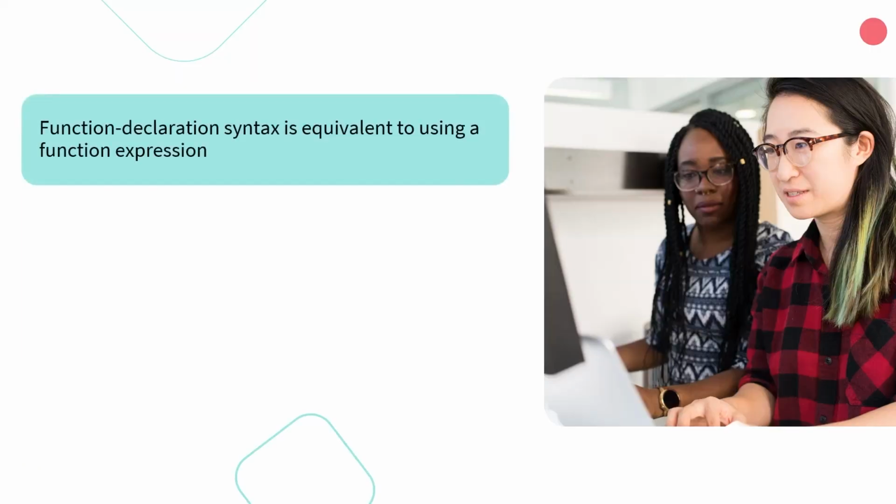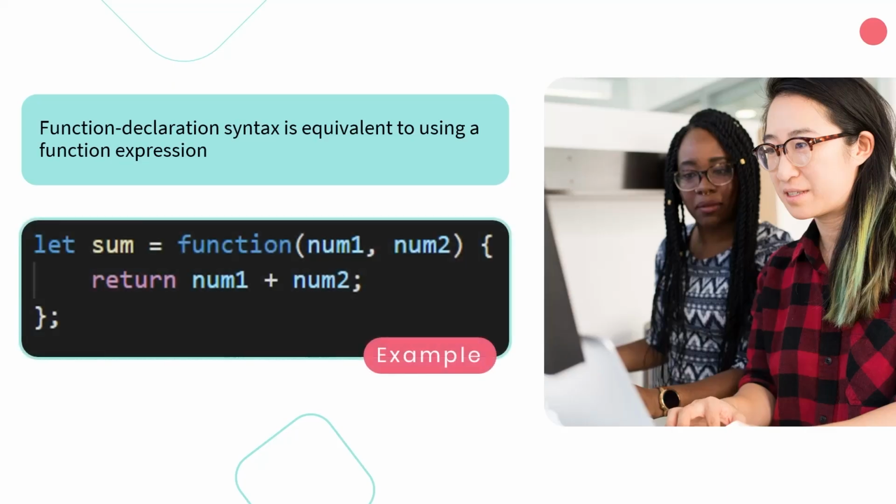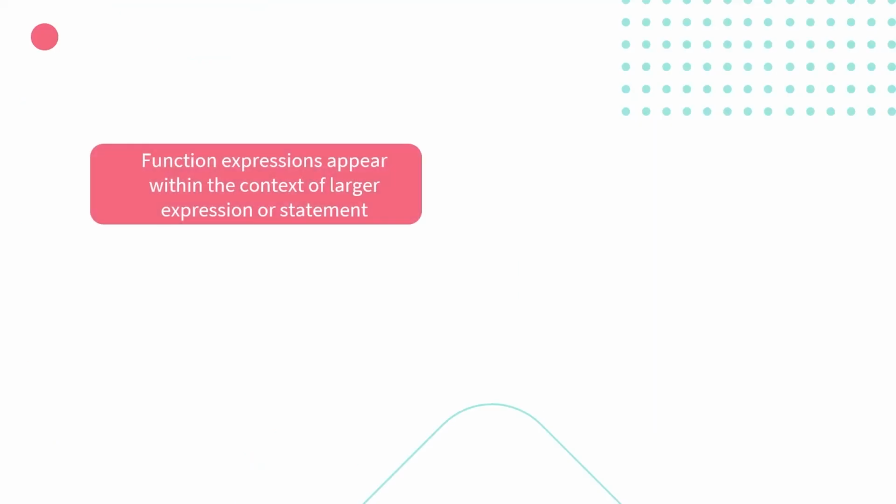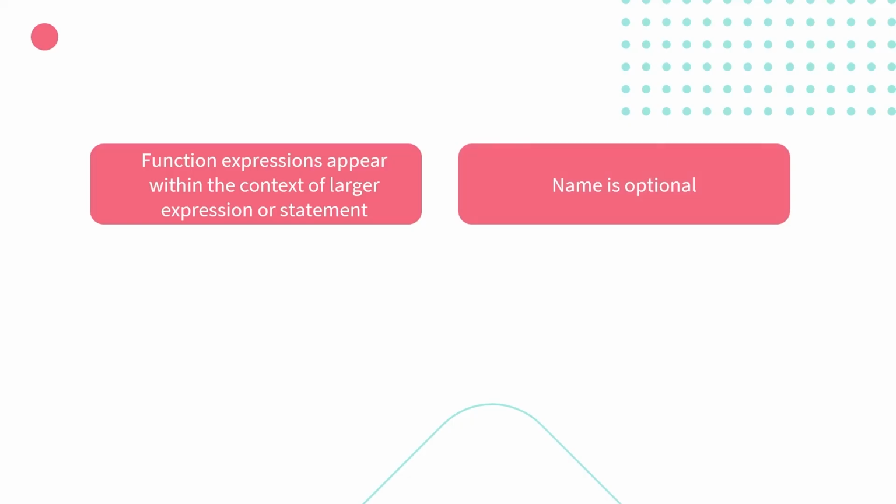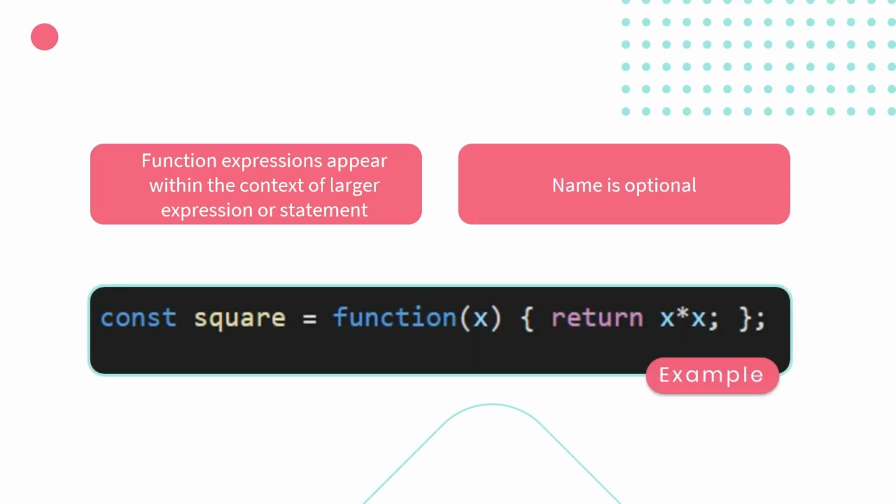Function declaration syntax is almost exactly equivalent to using a function expression, like this. Also, do note that there is a semicolon after the end of the function, just as there would be after any variable initialization. Function expressions look a lot like function declarations, but they appear within the context of a larger expression or a larger statement, and the name is optional. Here's an example of a function expression. This function expression defines a function that squares its argument. And note that we assign it to a variable called square.